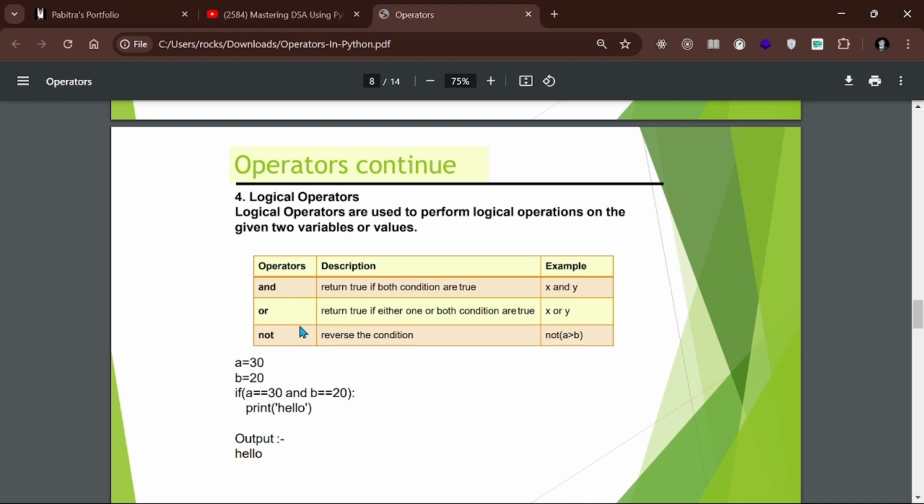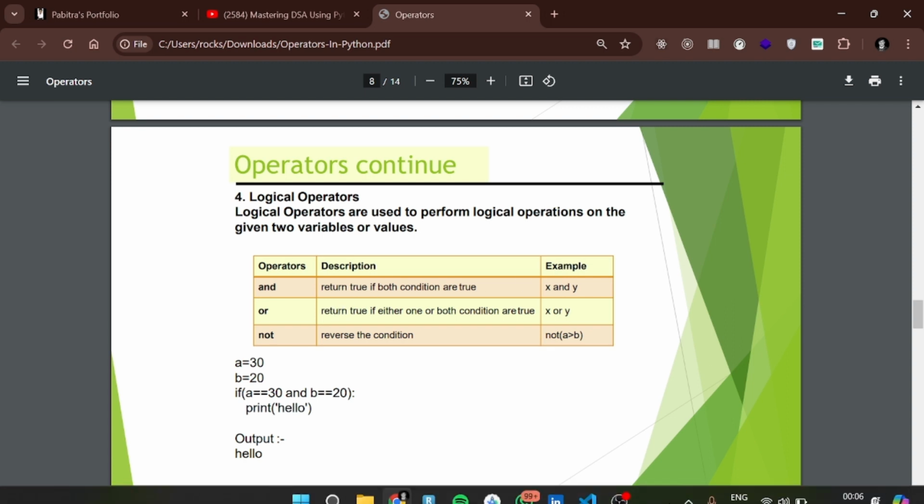Okay, so by mastering these fundamental operators, you will gain a deeper understanding of Python's expressive power and unlock new possibilities in your coding endeavors. So grab your favorite beverage, settle in, and let's explore the arithmetic, relational, assignment, and logical operators in Python together.